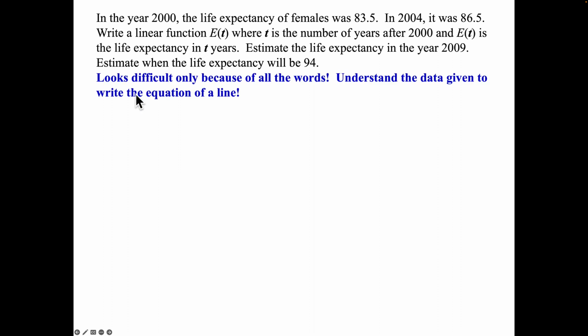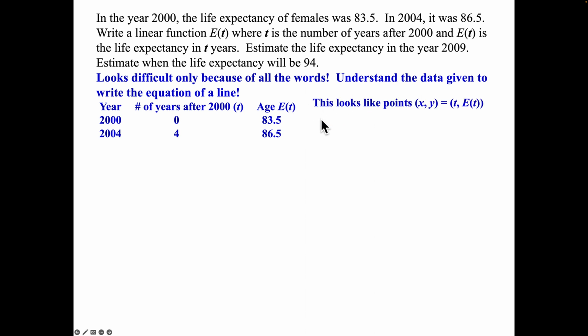So, point time. In the year 2000, we were 83.5. Well, how many years are after the year 2000 is 0. And in 2004, that's 4 years after. So these are our t values. So this is like the x and this is the y. X and y. It's just going to be t and e of t. All right, I don't care with the notation now. I'm just thinking points. There we go, 0, 83.5 and 4, 86.5.